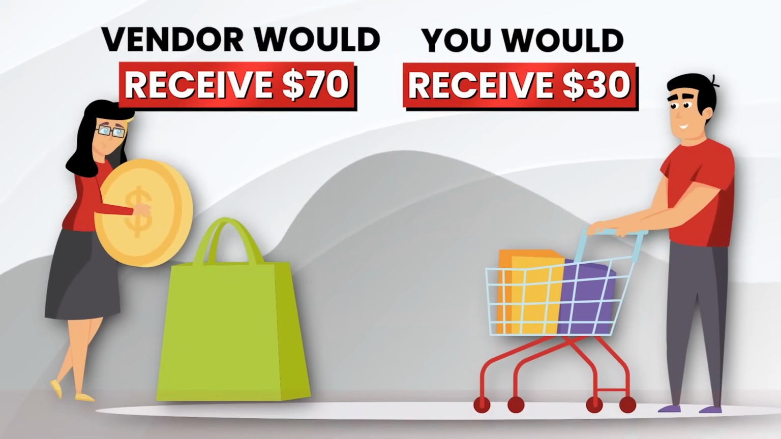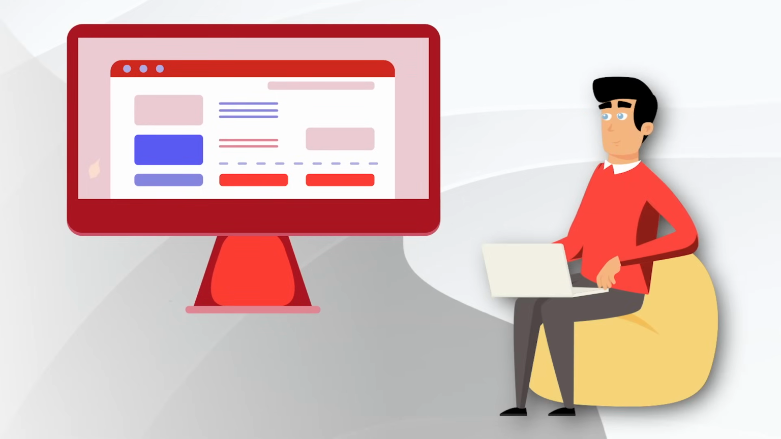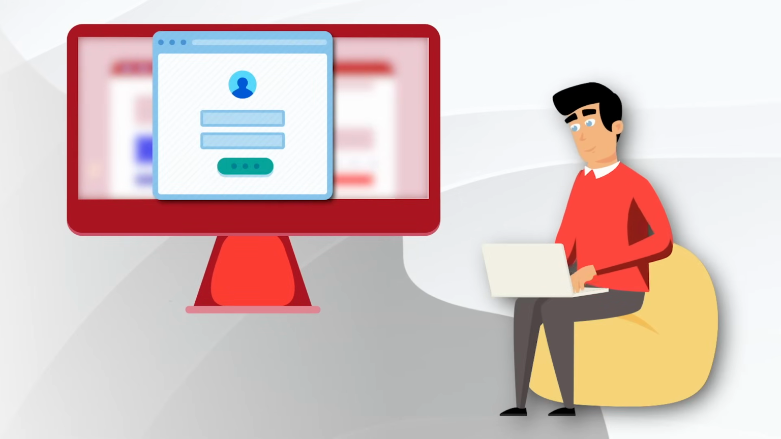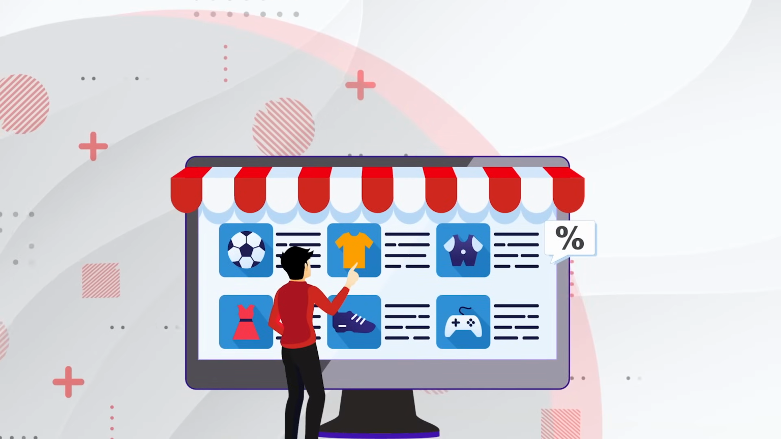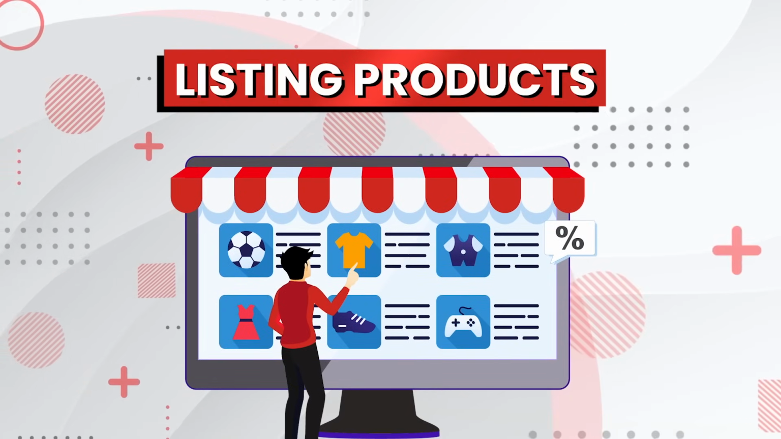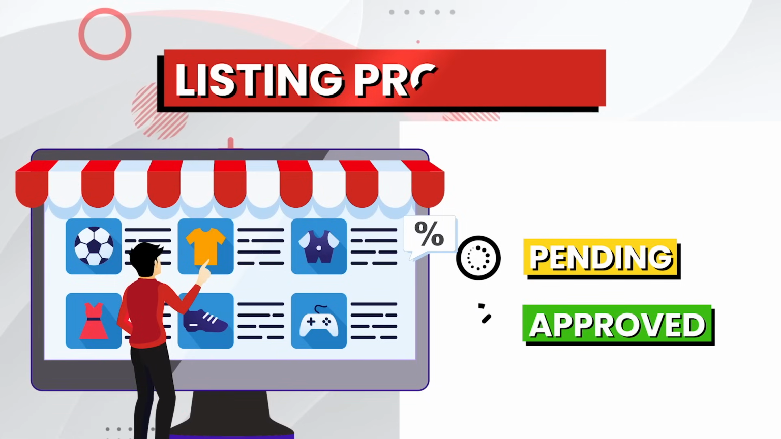It's pretty straightforward. Plus, the whole sign-up process is really simple. Vendors can register directly on your website with a sign-up form. You can then approve or disapprove the vendor. After the vendor has been approved, they can start listing products on your e-commerce website. You may also moderate and review the products before they are published on your store.